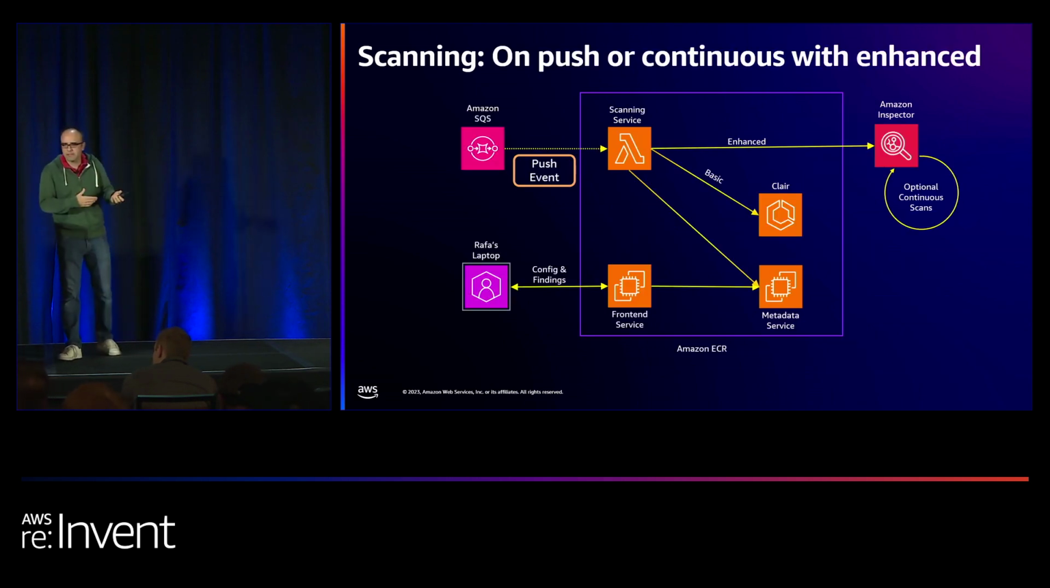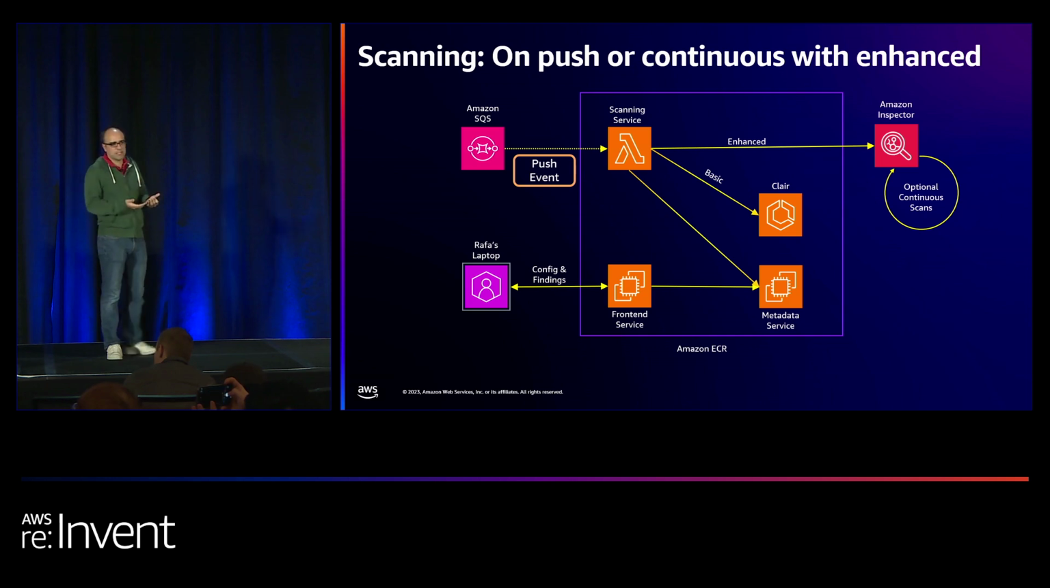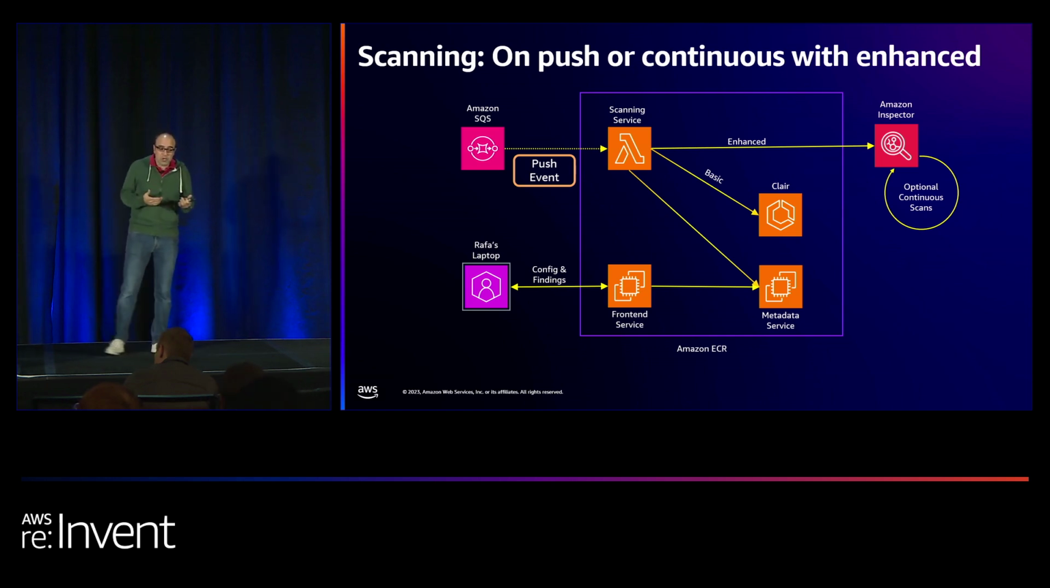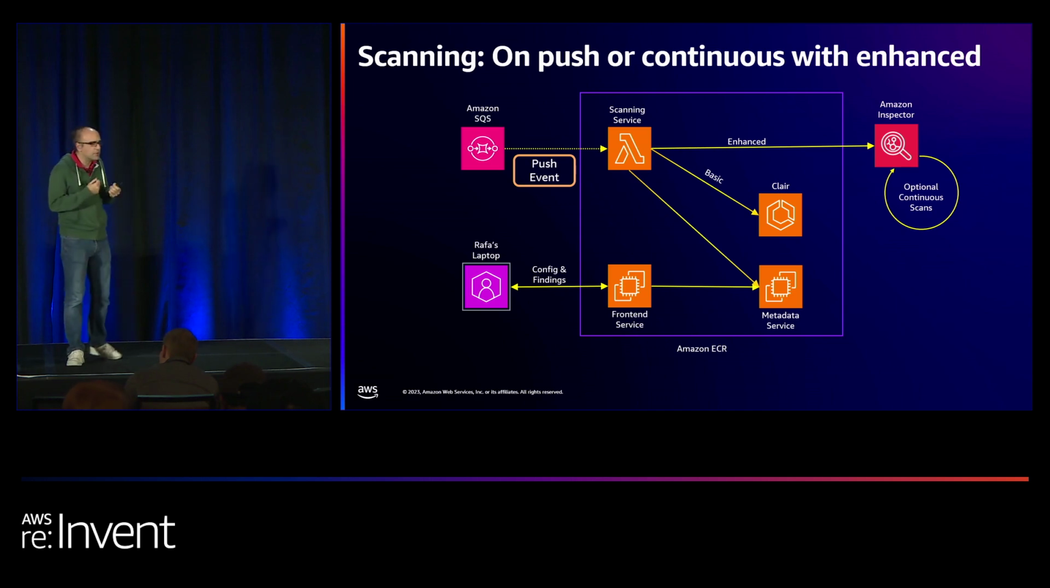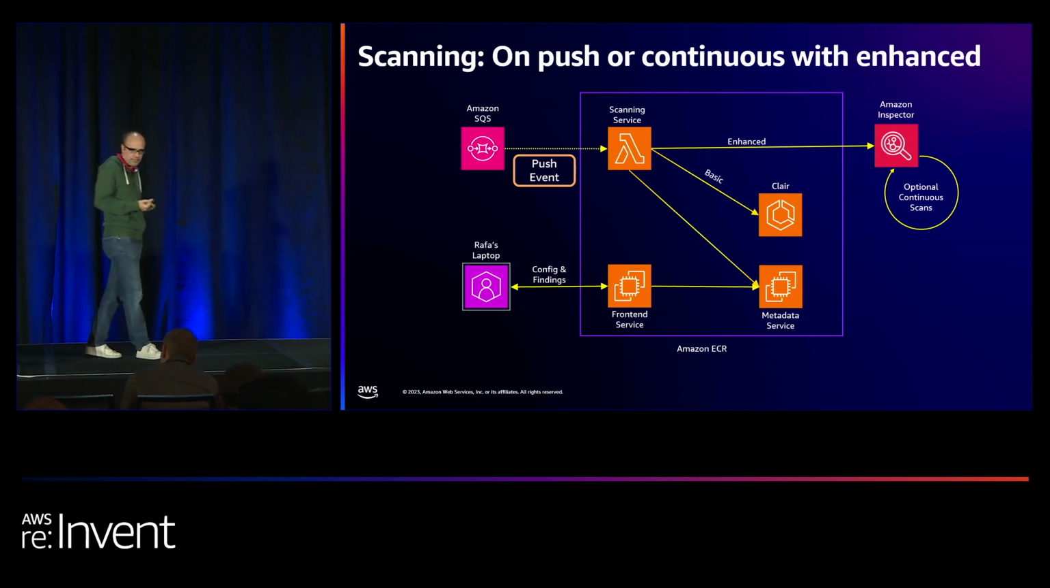We now have a different service, a scanning service built on Lambda, which is waiting for a new event to trigger, a new image has been pushed. Part of the job of that scanning service now is to redirect the scan to the appropriate engine, whether it is to the Clair engine that we manage or whether it is to Amazon Inspector. There's a bit more complexity because if we send the image to Amazon Inspector and you've triggered continuous scanning, we rely on Inspector as well to continuously trigger new scans.